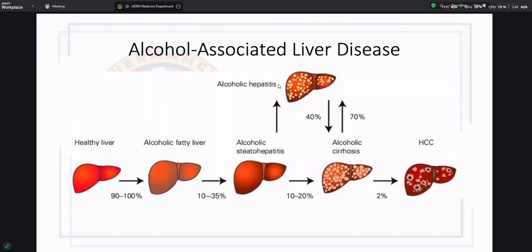Alcohol-associated liver disease comprises a spectrum of diseases associated with chronic alcohol consumption, ranging from alcohol-associated fatty liver disease to steatohepatitis and to more advanced liver disease such as fibrosis and cirrhosis. And having cirrhosis is a major risk factor for hepatocellular cancer. Acute alcoholic hepatitis is an acute on chronic form of alcohol-associated liver disease that is associated with liver failure and has a very high mortality.